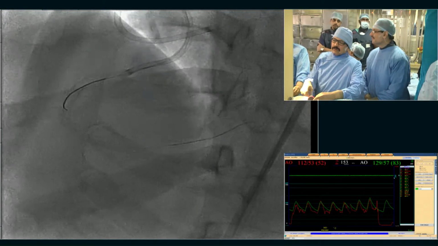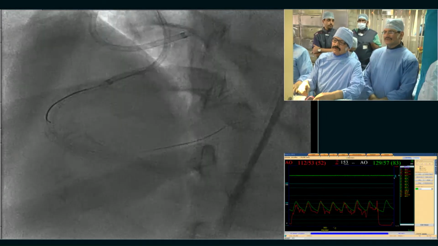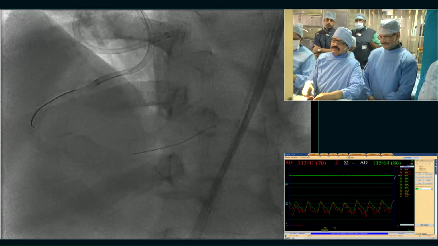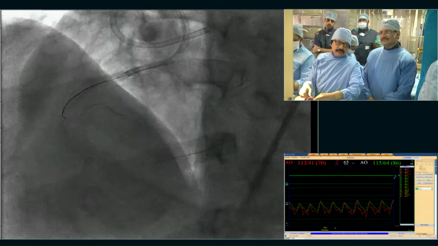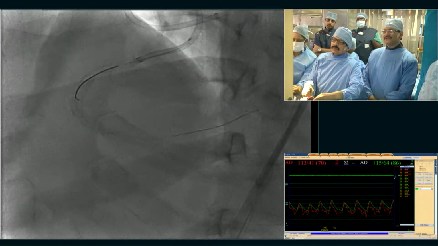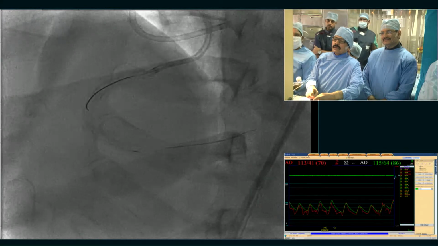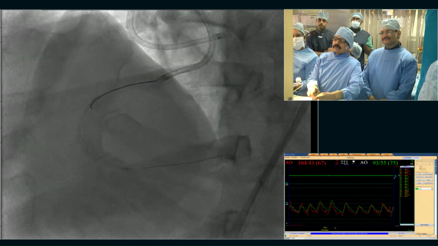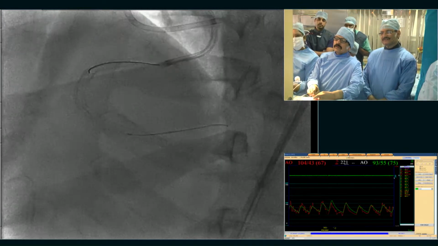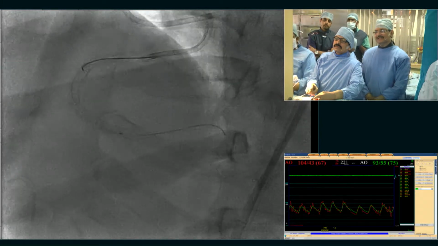This is 1 into 10 mm. But I don't want to try hard on this because the PLV is filling quite retrograde. Now we are taking 1 mm into 10 mm balloon. No, it went. Difficult to cross. It is a difficult cross.